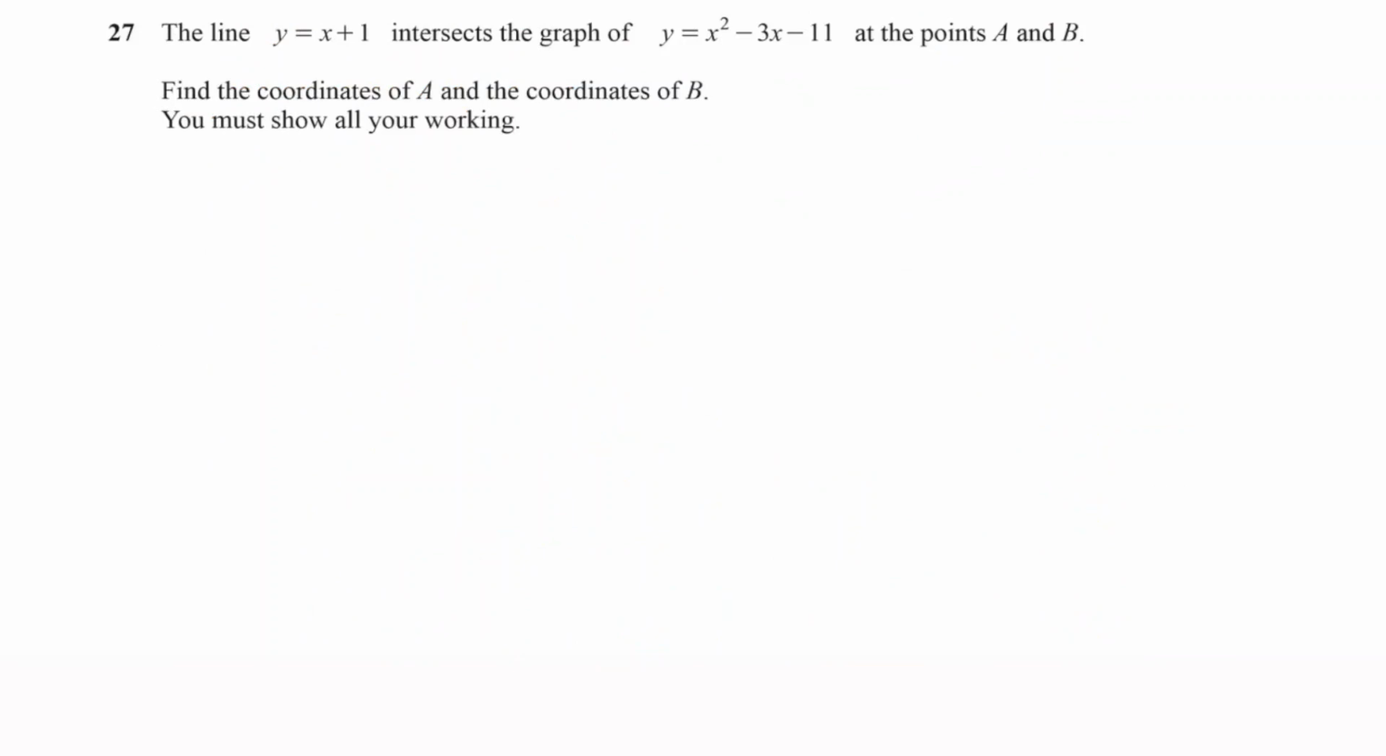Question 27. The line y equals to x plus 1 intersects the graph y equals to x square minus 3x minus 11 at point A and B. Find the coordinate of A and B. Okay, so we know that y is equal to x plus 1 and y is equal to x square minus 3x minus 11. So if this is equal to y and this is also equal to y, so definitely this will also be equal to this one, because both are equal to y.